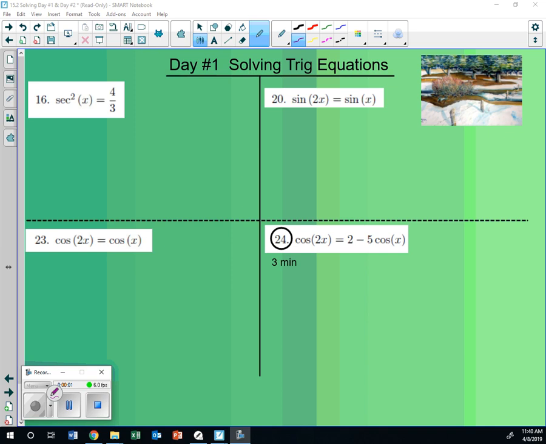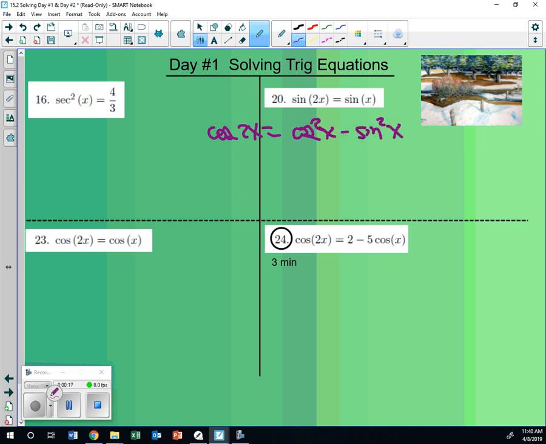This one, I want to do 24 on video so that you get a chance. I'm going to go back in time. What's cosine 2x equal to? It's up on the board. Cosine squared x minus sine squared x.